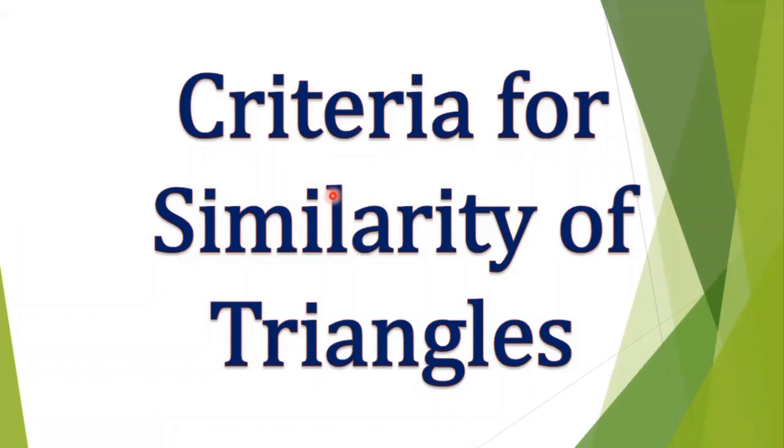Dear students, in this video you are going to learn about criteria for similarity of triangles. What do you mean by criteria for similarity of triangles? It means the minimum corresponding parts required to prove the two triangles are similar. What is the minimum requirement to prove the two triangles are similar? That you are going to learn in this video.